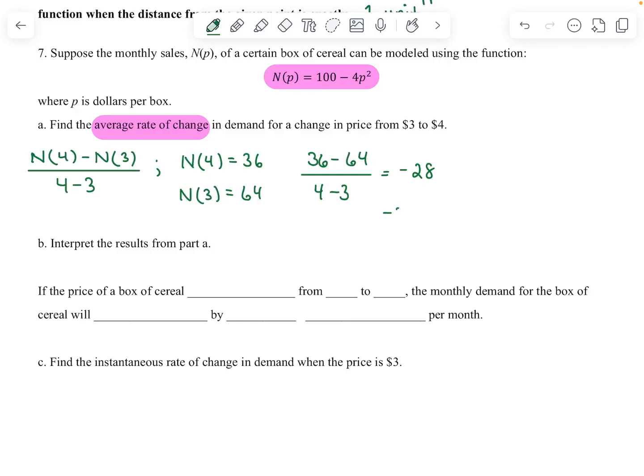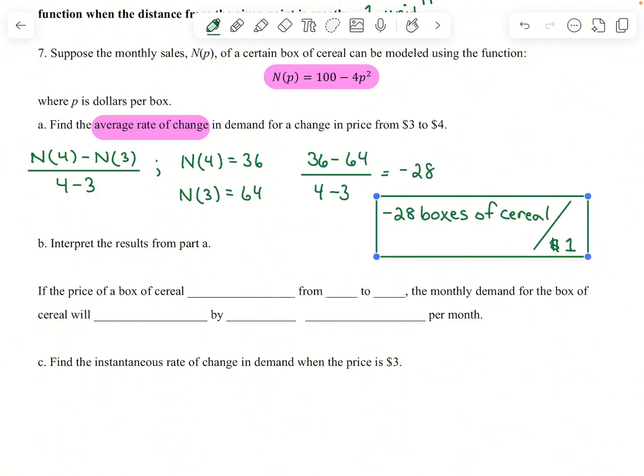Now for the label. In the numerator, you will have boxes of cereal. In the denominator, it will be $1. So the average rate of change is negative 28 boxes of cereal per $1.